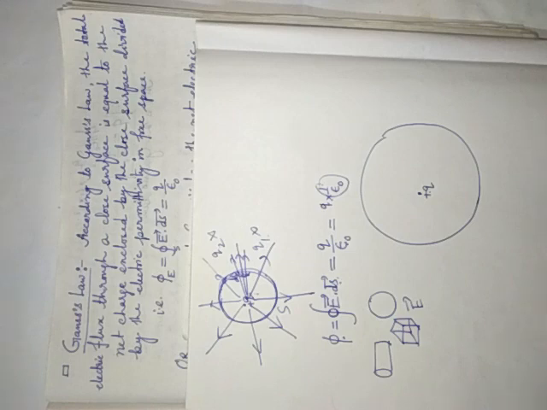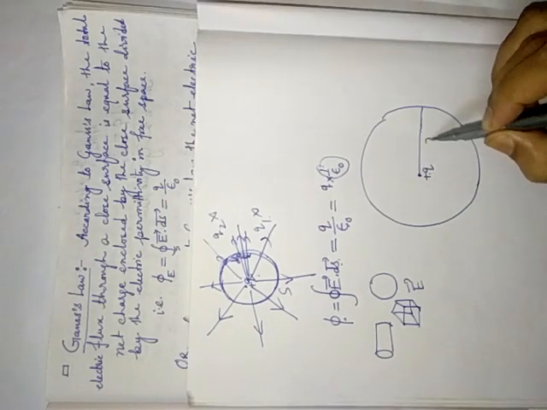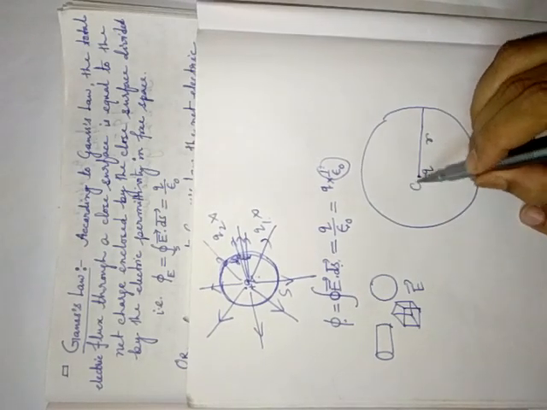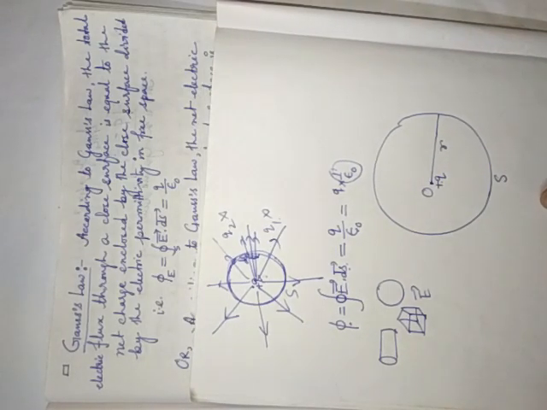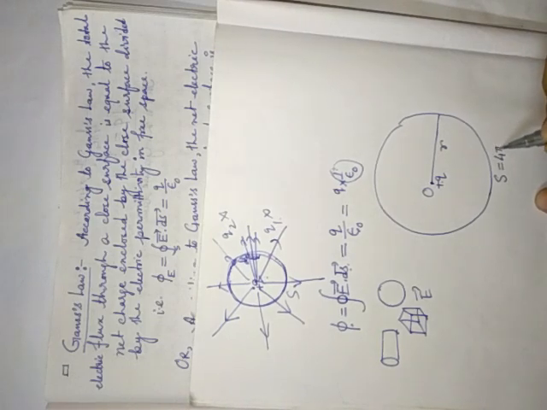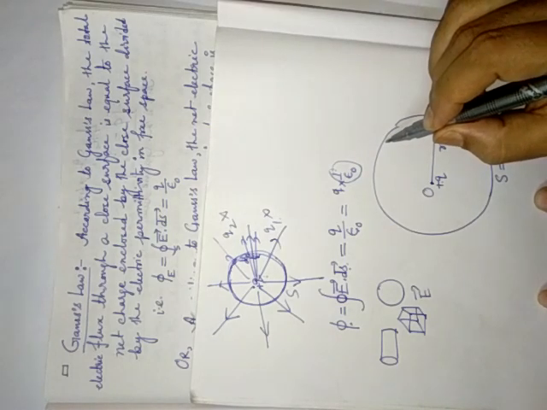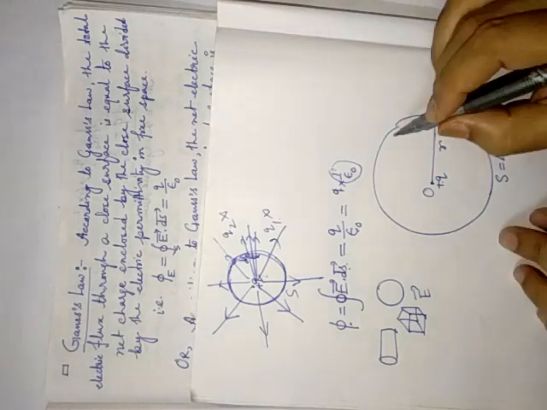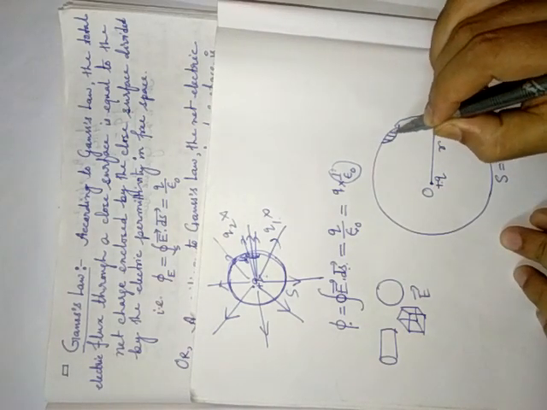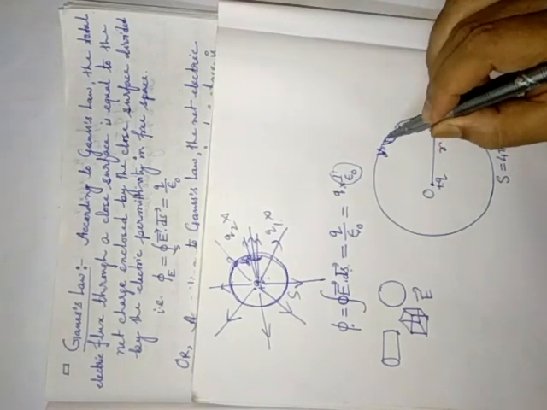Now suppose this is a Gaussian spherical surface having radius R, and this is a point charge at center O. Now the surface area of the whole spherical Gaussian surface is S, S equal to 4 pi r square. Now if I divide the whole surface S into small portions, one small portion, this one, has area ds.